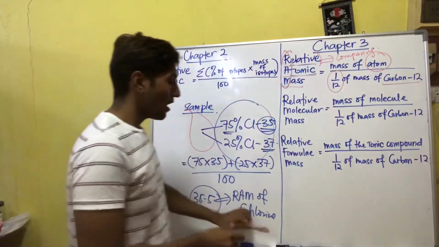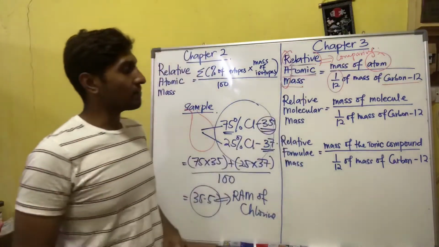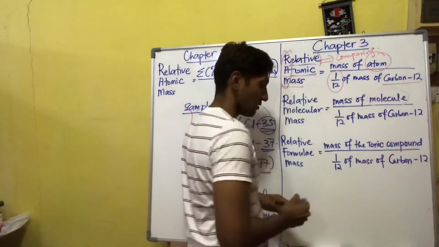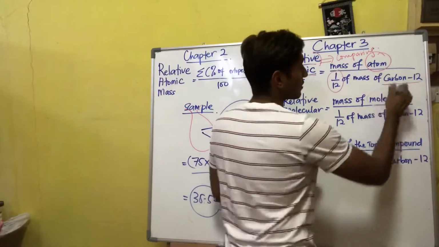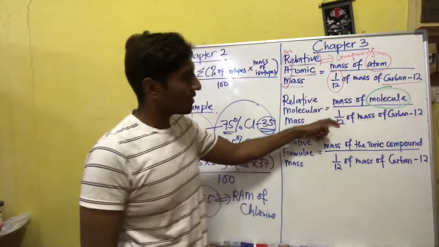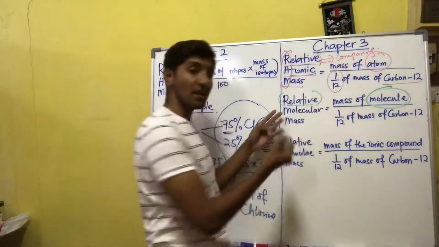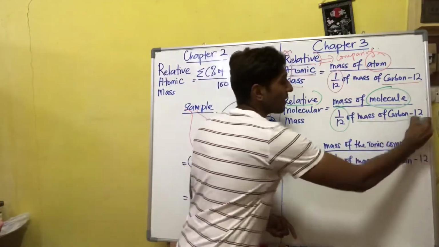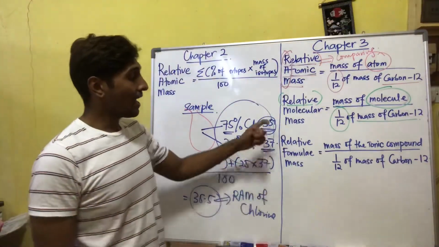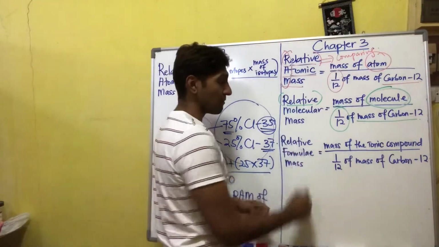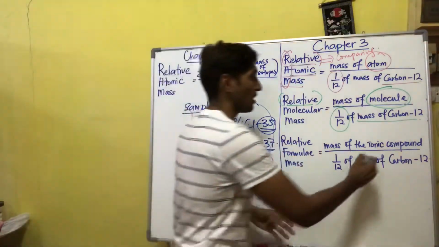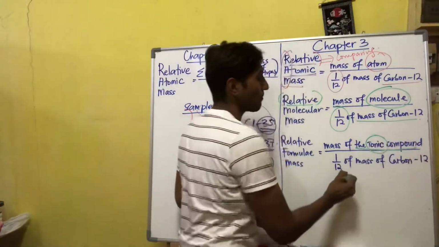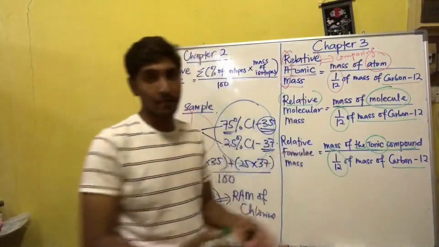Okay, now we're going to go to relative molecular mass. Relative molecular mass is when you have the mass of the molecule. Since it is still in a form of relative, we compare the mass of the molecule to 1/12 of carbon-12. Okay? And next one is relative formula mass. Formula mass is basically when you are considering an ionic compound. So what is the mass of the ionic compound, and you compare it to 1/12 of carbon-12 again.